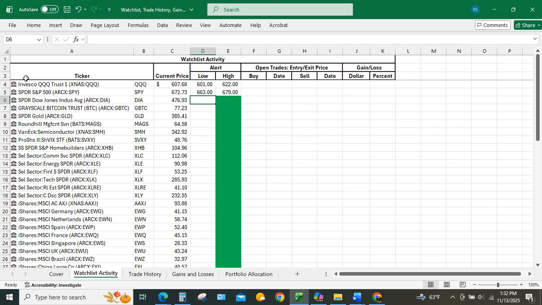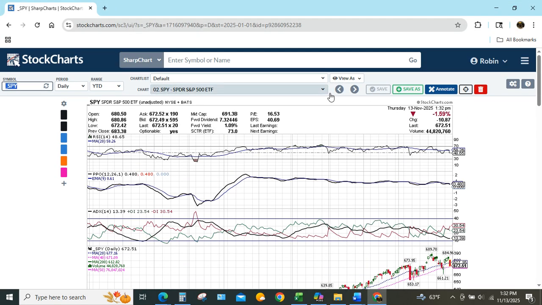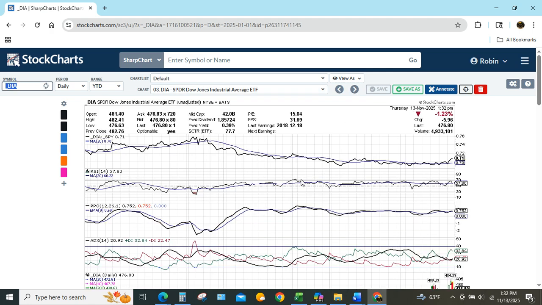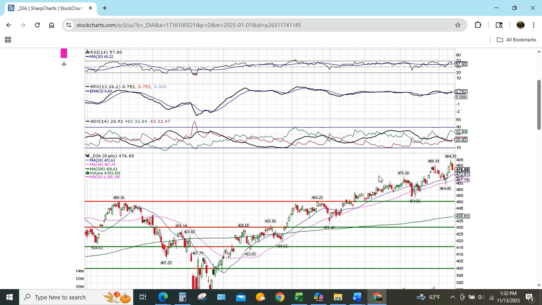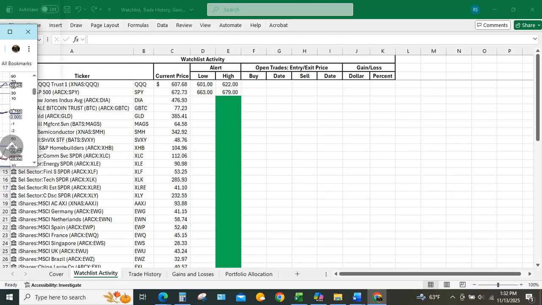All right, DIA. This is Dow Jones Industrial. 30 stocks make up this ETF. More of a defensive play. So on this one, looks like I'm going to put an alert for a low of around 471, maybe. Let's do 471.